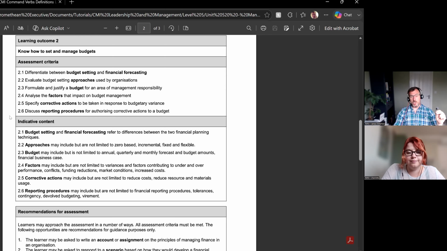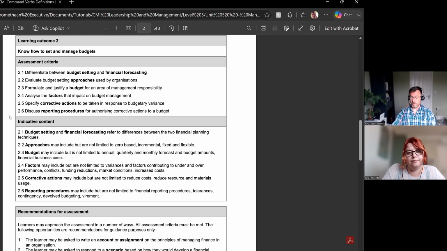This is 2.1. 2.2 then, evaluate. I'll mention that in a sec. Budget setting approaches used by organizations. Okay, let's apply our rules. There's nothing really here to define. You might do a little bit around budget setting, but you've already covered that in detail in 2.1, so probably already covered. The command verb here is evaluate.